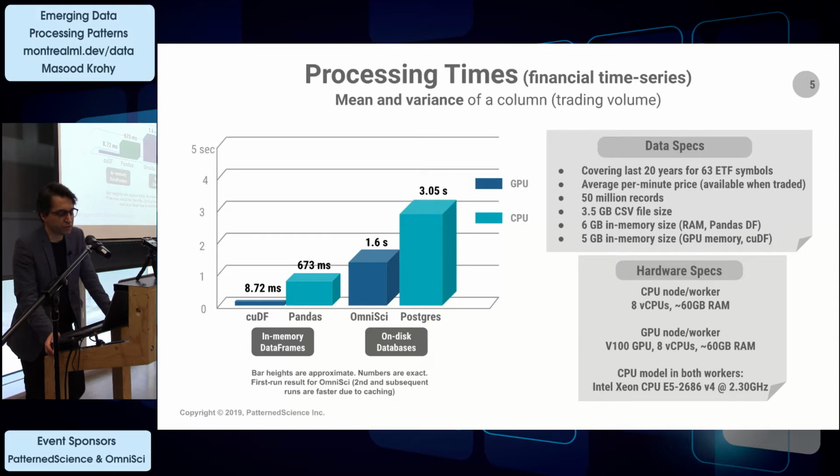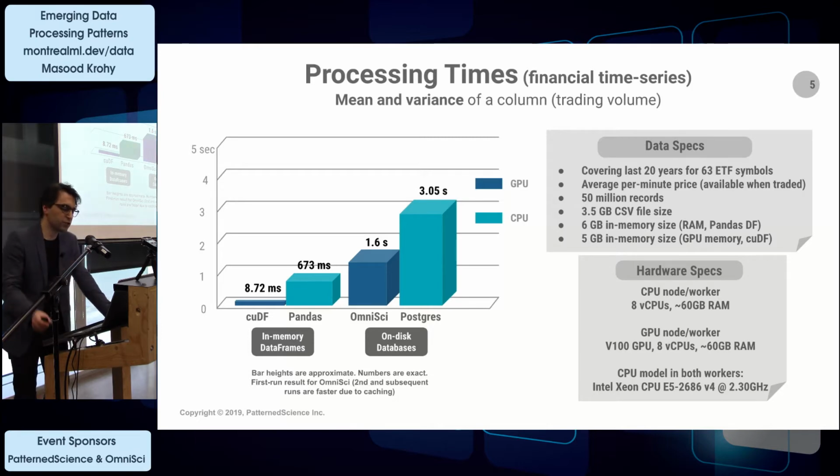The hardware specs, just so that you know what we are running on today: there's a CPU node worker, which is basically we're using two machines out of our platform. One is a CPU worker, one is a GPU worker. Each of the workers has identical RAM, about 60 gigabytes on the machine. They have identical CPUs, 4-core, 8-thread CPUs, and the GPU card is an NVIDIA V100 on the GPU machine. So except the GPU card, the two machines are almost identical.